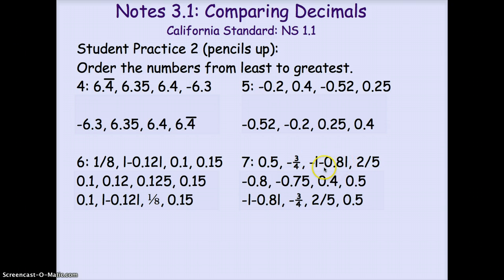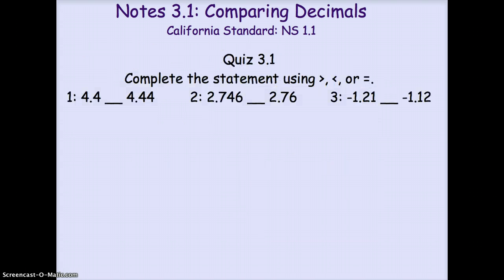Notice this number with an absolute value. Everything inside the absolute value lines became positive. However, this negative was not inside, so it stayed negative. So we've got negative 8 tenths, negative 75 hundredths, which was originally 3/4, and then 4 tenths, which was 2/5, and lastly 5 tenths. Okay, and then I rewrote those with the original numbers. So make sure you've got all that copied down, and let's go ahead and go on to the quiz.